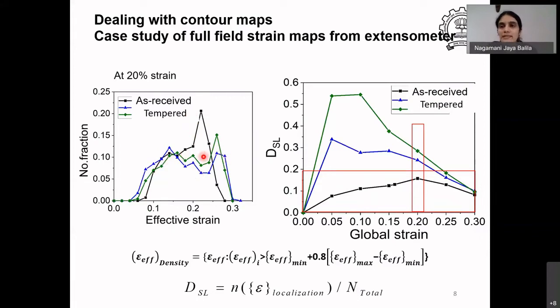So one can apply certain conditions to see something more. For example, if I want to see how many points in the sample are experiencing more than 80% of the total strain range that was applied here, that is called the density of localization. So localization, by which I mean all those points which have a strain above a certain limit, I define it like that. Then I can plot those as a function of global strains.